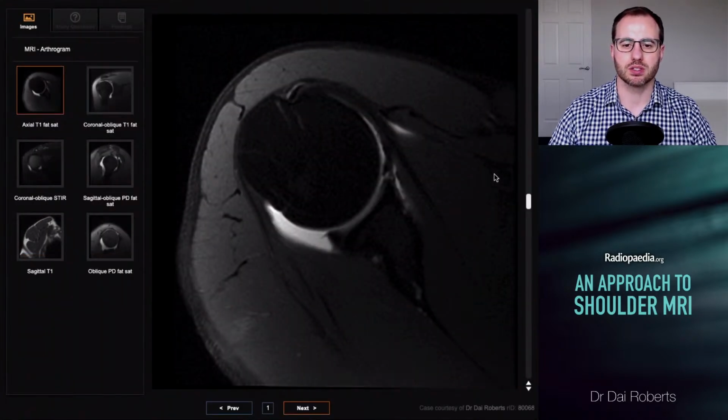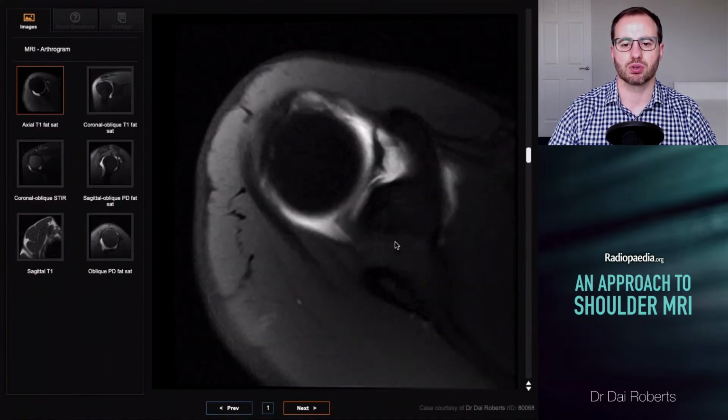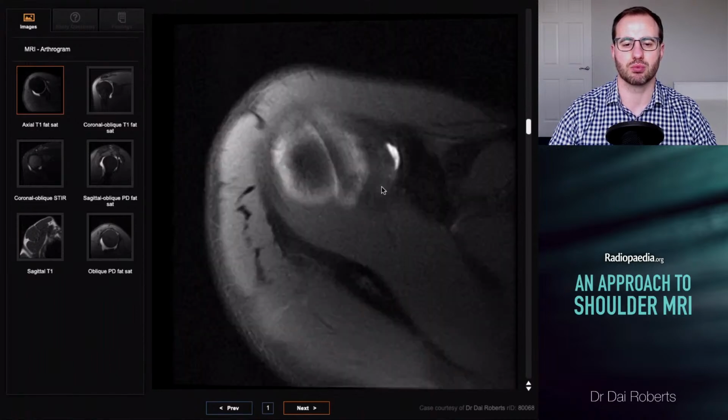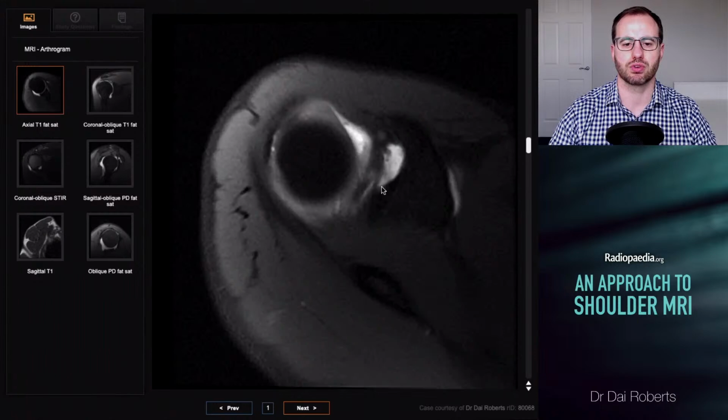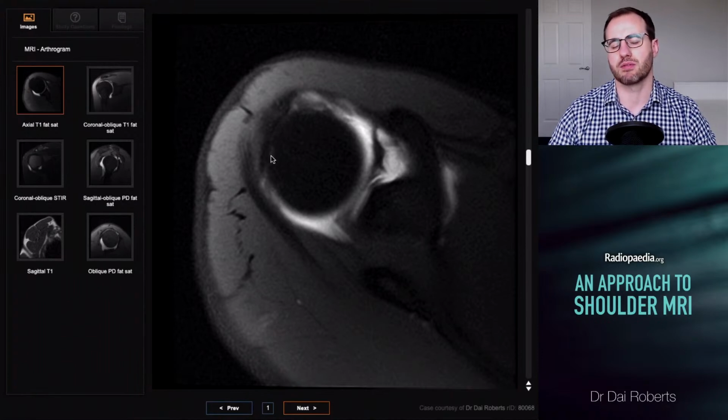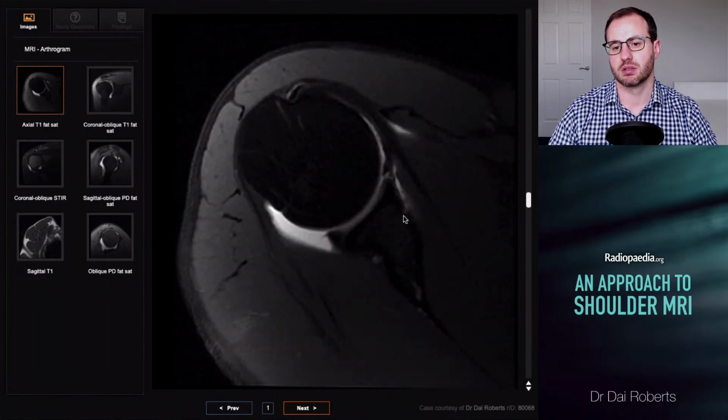Let's look at a case in total. We've got an axial T1 fat saturated sequence with the gadolinium here. If we were to scroll up to the top, now you can see the supraspinatus tendon here. If we were to scroll, we see the humeral head. You'll have to believe me a little bit that there's a tiny little Hill-Sachs defect there. It's not perfectly round. So again, we want to have a really good look at that anterior inferior labrum.